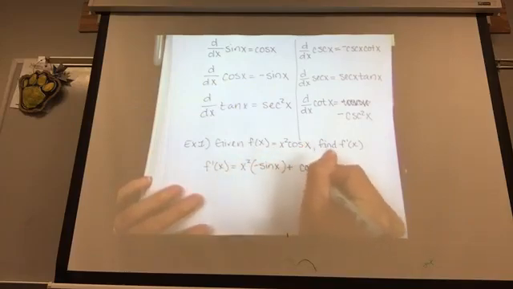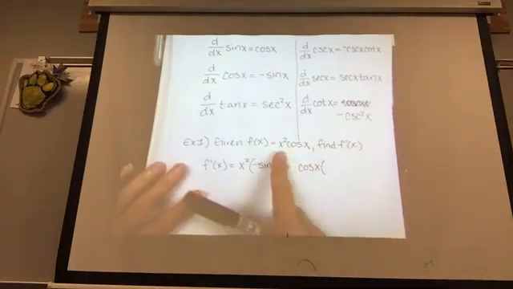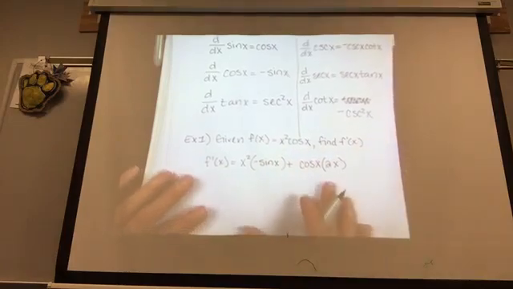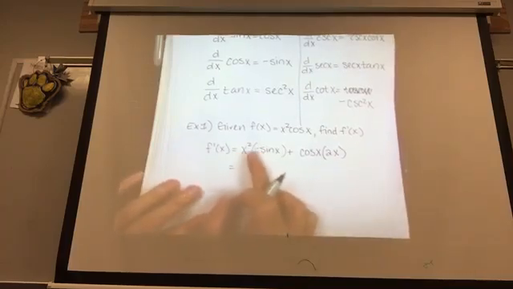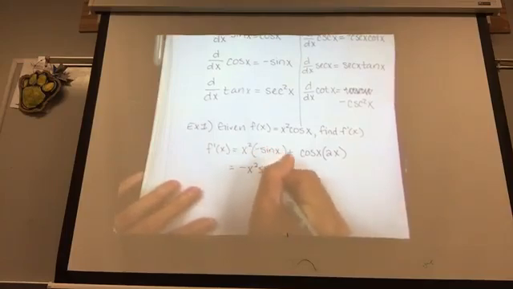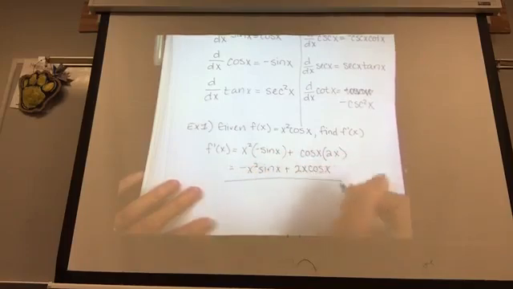Plus the second times the derivative of the first. Derivative of x squared is 2x. And then we could simplify that using multiplication. This would be negative x squared sine of x. And we could write that as 2x cosine of x. So that is f prime of x.